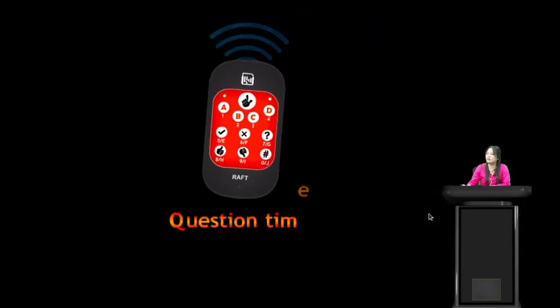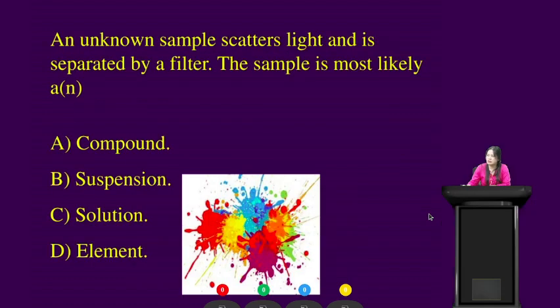Please get your rough devices ready. The question is: an unknown sample scatters light and is separated by a filter. The sample is most likely: option A, compound; option B, suspension; option C, solution; option D, element. Students, I'm giving you 30 seconds for this question. Your time starts now.